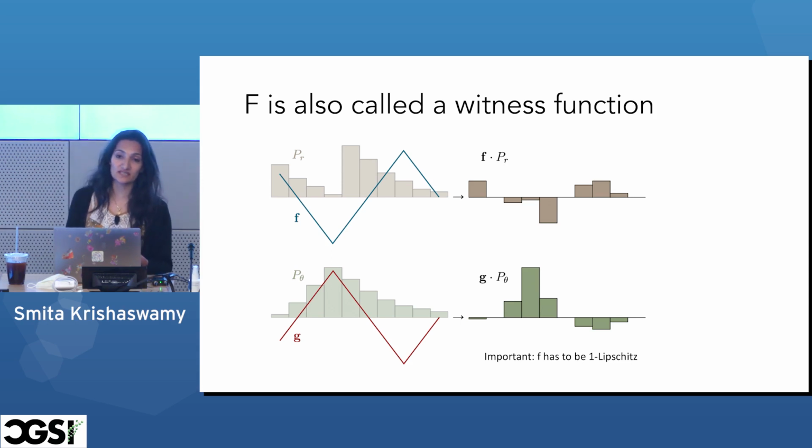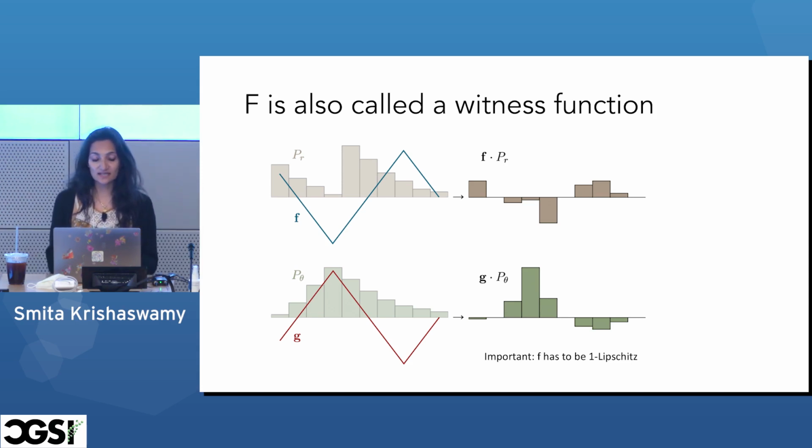Usually you can come up with a faster way of doing this, and that's by finding what's called a witness function. A witness function is something that exposes the difference between these two distributions, meaning its expectation is very different under one distribution than it is under another. But it has to be 1-Lipschitz, so it can't suddenly jump up every time there's a discrepancy to be arbitrarily high.